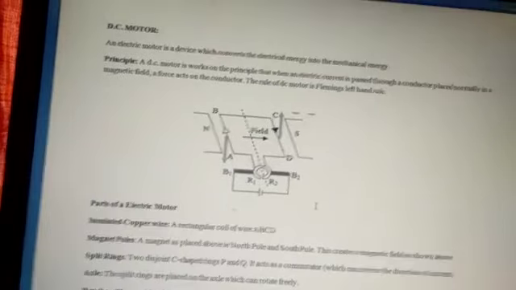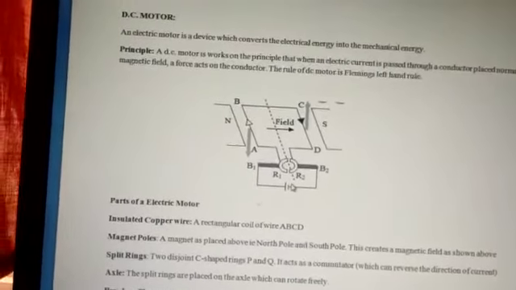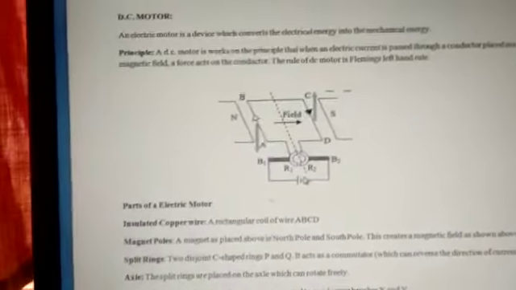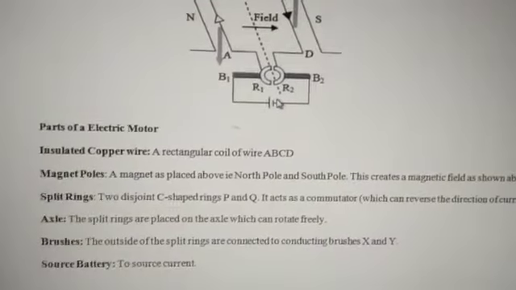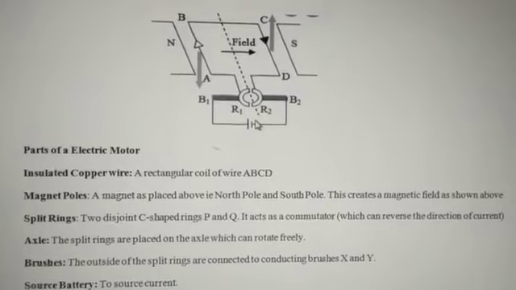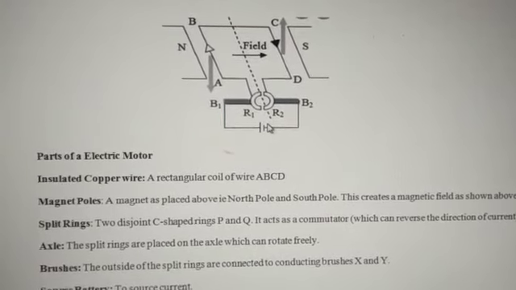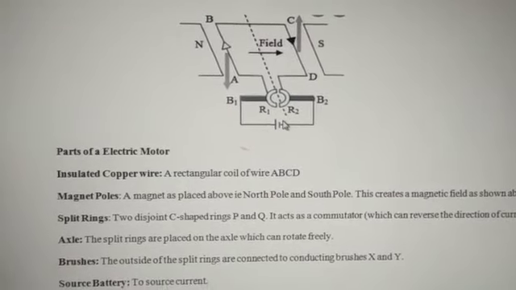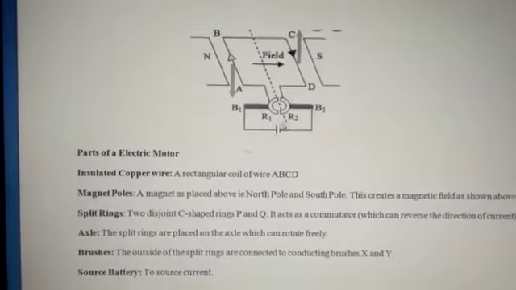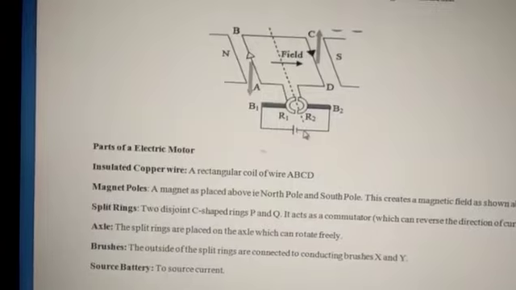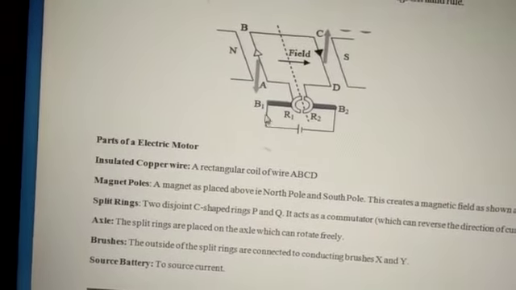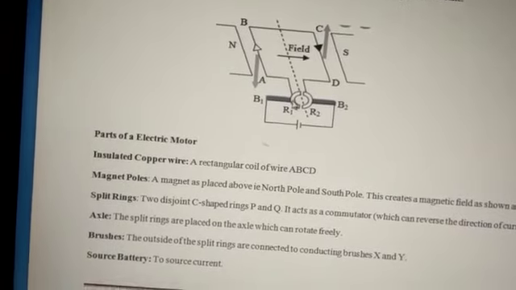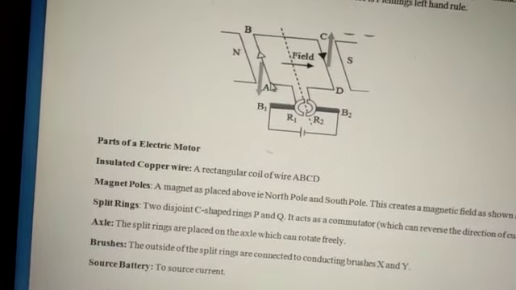Now, how it works. The working is very simple. This entire work depends on Fleming's left hand rule. Let us apply Fleming's left hand rule and study this particular thing. When the current is switched on, it is passed through this B1 brush, and then passed through in this direction.